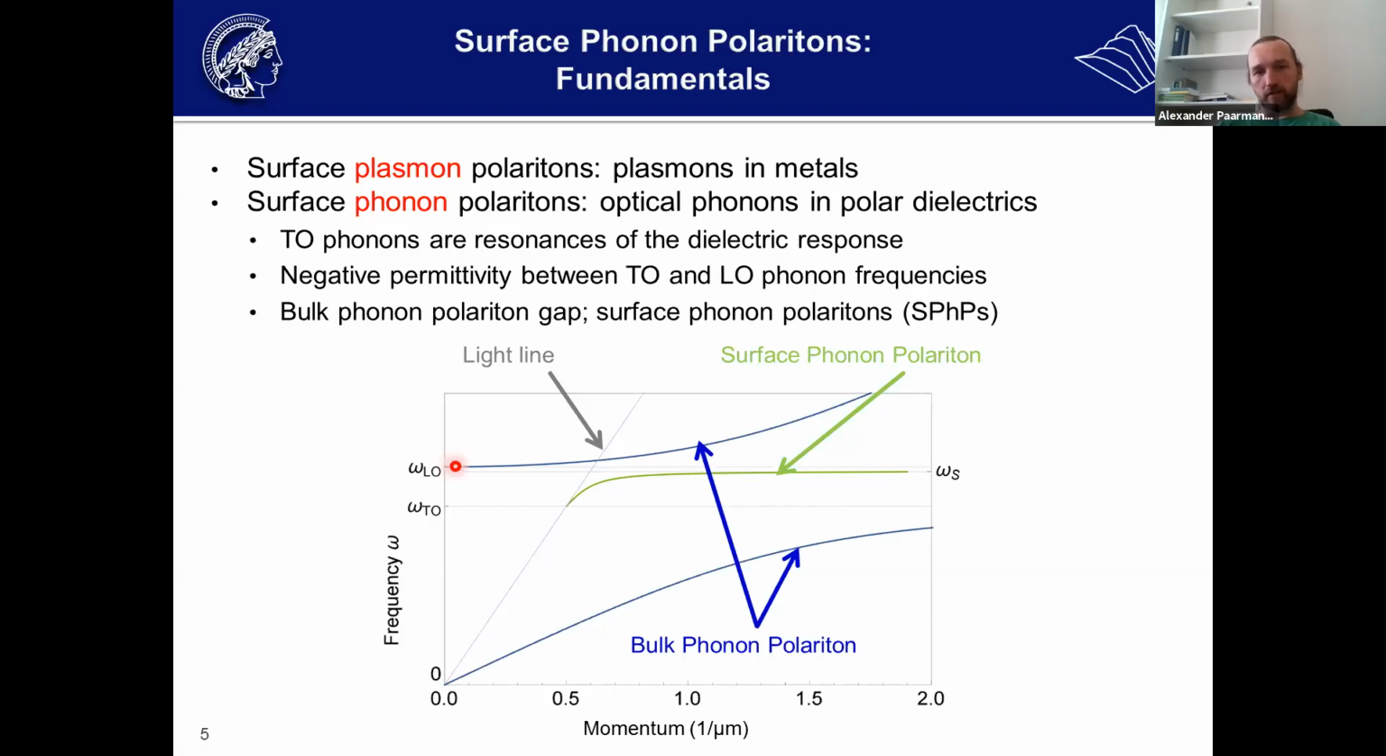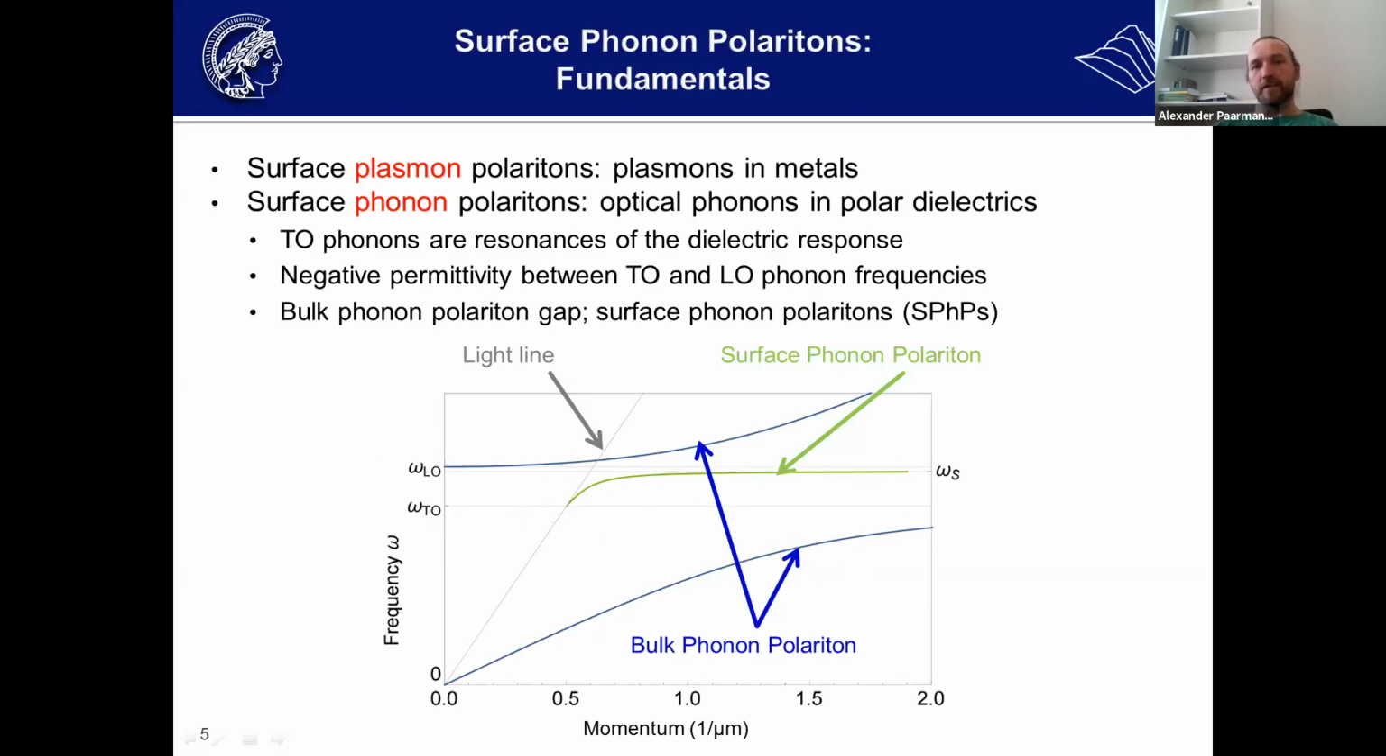So you see the bulk phonon polariton dispersion that you can calculate quite easily. These are propagating modes inside the crystal, into the depths of the crystal. And in this bulk phonon polariton gap in the Reststrahlen band, you only get the surface-bound modes, which are the surface phonon polaritons. And you see the dispersion relation for any arbitrary polar dielectric crystal. And these are the modes that we're interested in.